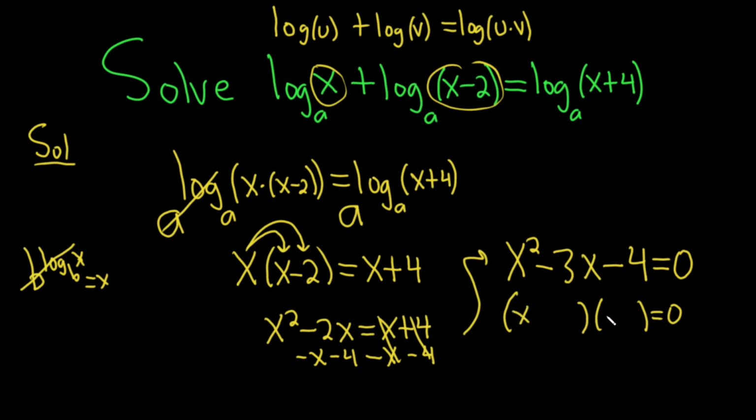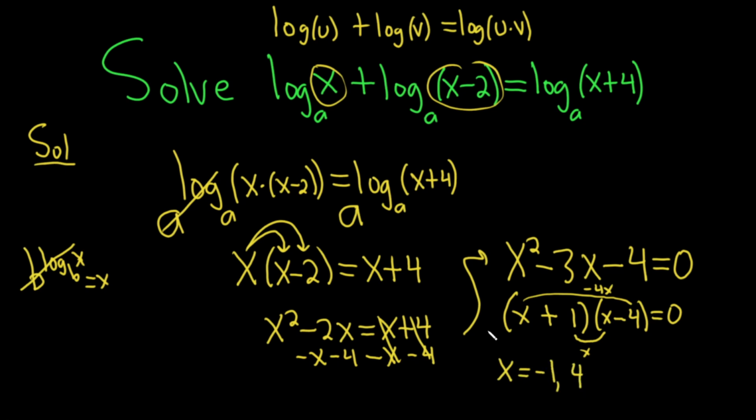So we have an x here, and we have an x here. We need to multiply to 4 and add to negative 3. So 4 and 1 multiply to 4, and if we make the 4 negative and the 1 positive, it'll work out. Let's double check. X times x is x squared. If you do the inside, you get x. If you do the outside, you get negative 4x. When you add the inside and the outside, you get the middle term. You see negative 4x plus x is negative 3x. And 1 times negative 4 is negative 4. So we set each piece equal to 0, and as you can see, we get two possible answers, negative 1 and 4.